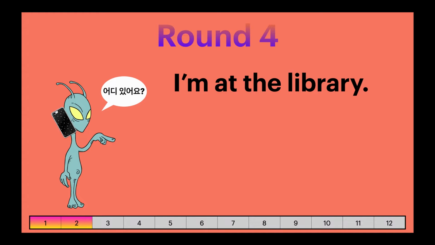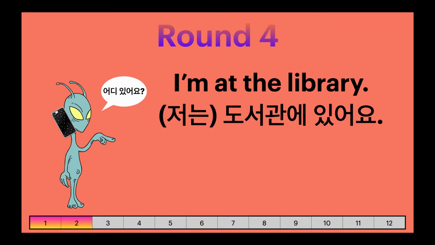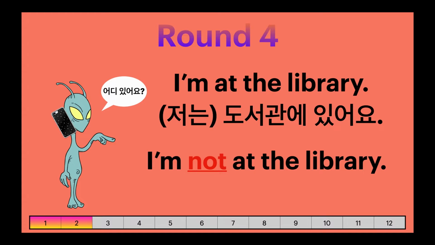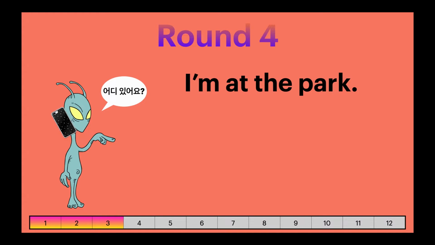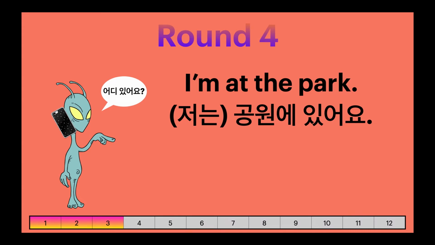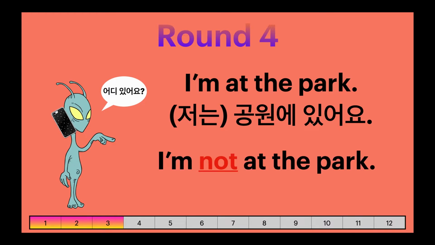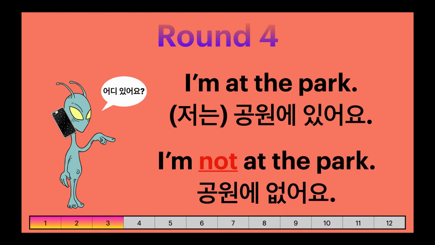I'm at the library. 저는 도서관에 있어요. Just kidding, I'm not at the library. 도서관에 없어요. Alright, I'm at the park. 저는 공원에 있어요. No, I'm not. 공원에 없어요.